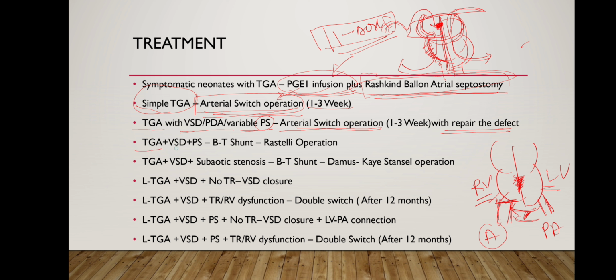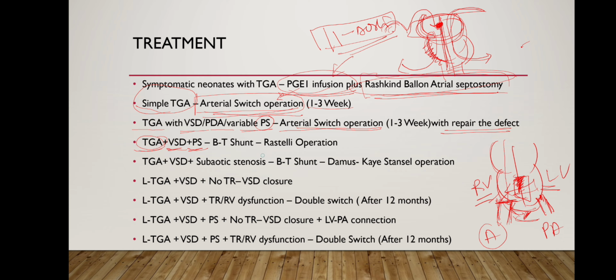If TGA is present with VSD and pulmonary stenosis, that means VSD and pulmonary stenosis along with the TGA, it's just like a Tet phenomenon. Why? Because the VSD is there, and there is a pulmonary stenosis. Due to the pulmonary stenosis there is deep cyanosis, and the blood from the left ventricle enters into the aorta because of the pulmonary stenosis.